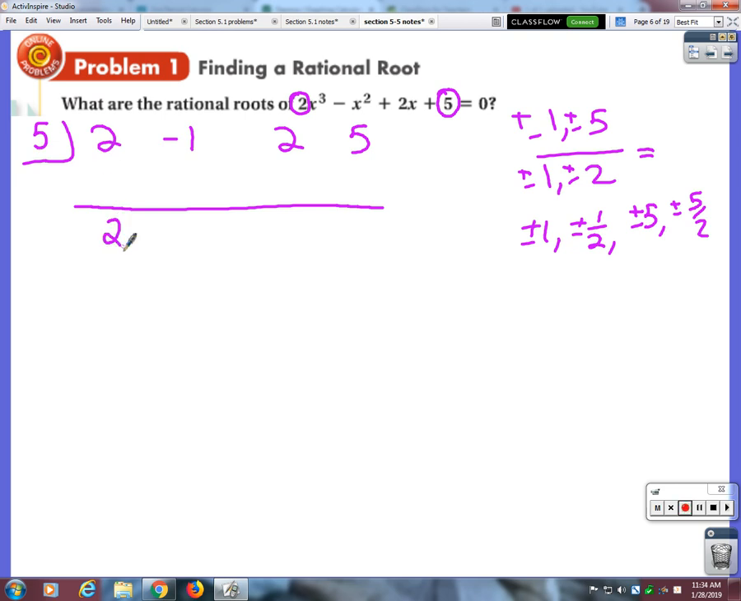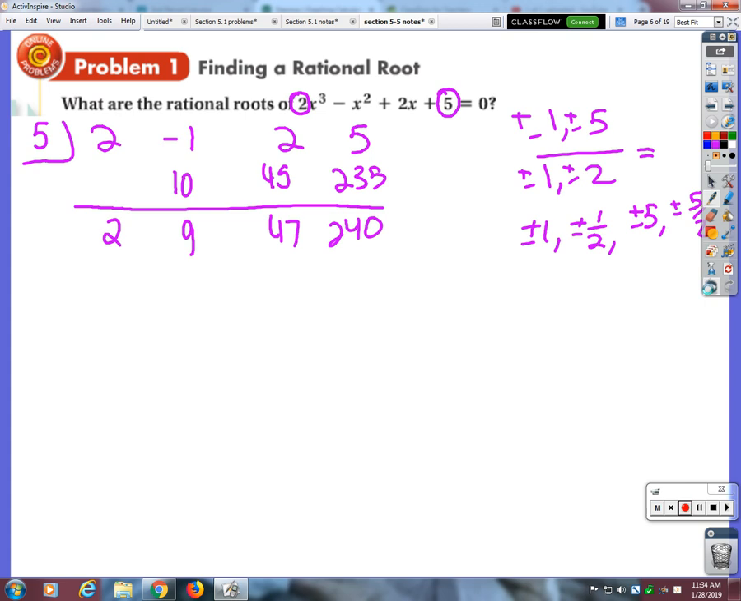So I'm going to bring down the 2. 5 times 2 is 10. Negative 1 plus 10 is 9. 5 times 9 is 45. 2 plus 45 is 47. And then 5 times 47 is 235, which gives me 240, okay? Right, so that clearly does not work, because I don't get anywhere near 0 as an answer, okay?